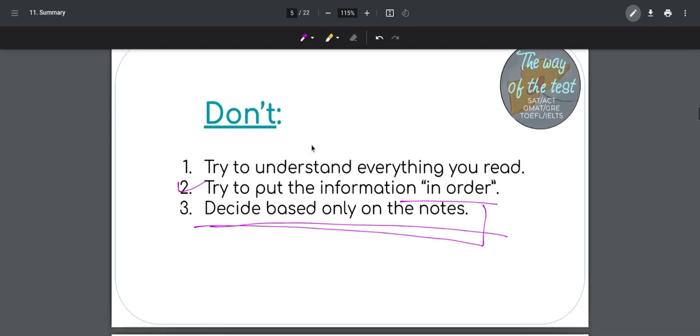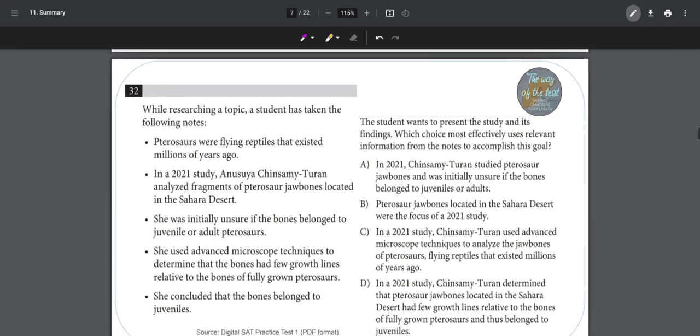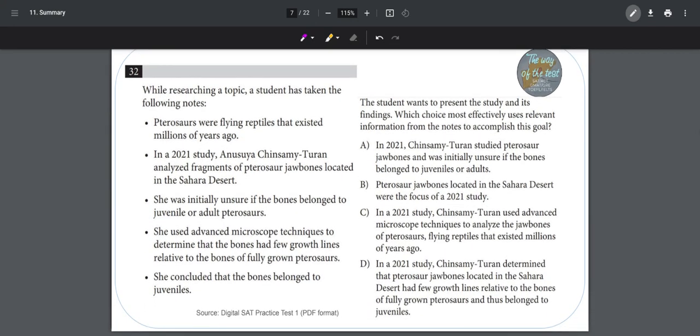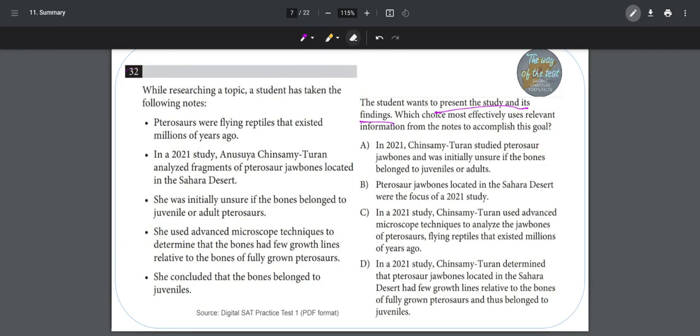Copy this, and I'm going to show you the question type. I'm going to explain a bit before I let you do it. So these are the bullet points, the notes of the student, and then they tell you what they want to do. In this case, the student wants to present the study and its findings. And remember, focus on that. Focus on presenting the study and the findings. Okay, pause the video right now, solve this question, write down your answer, and we're going to check.